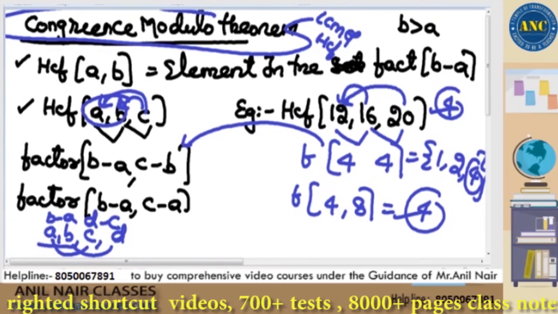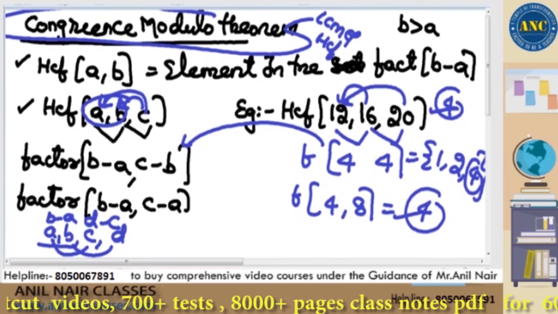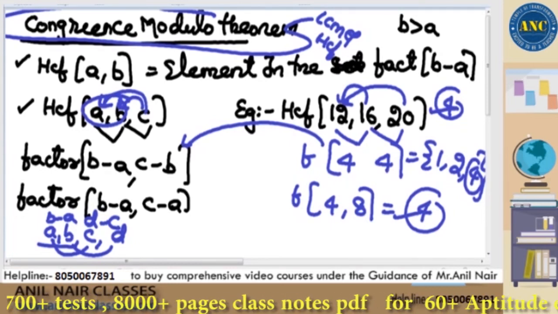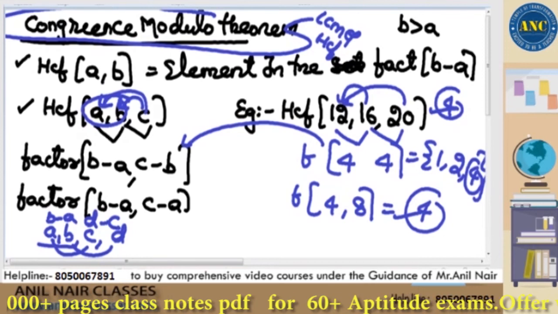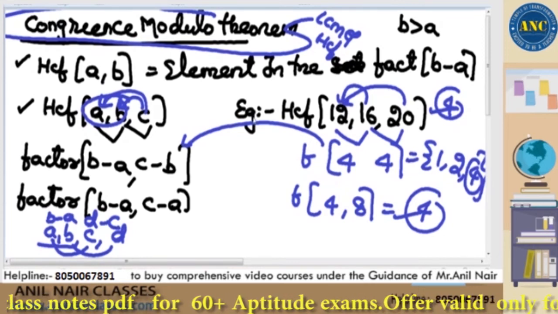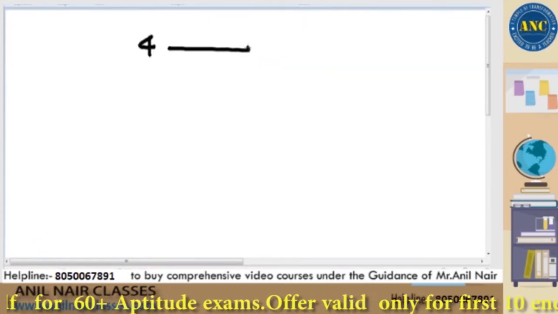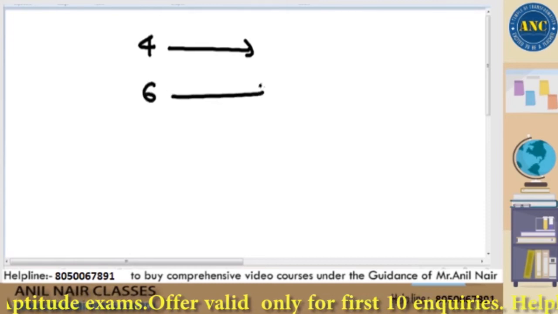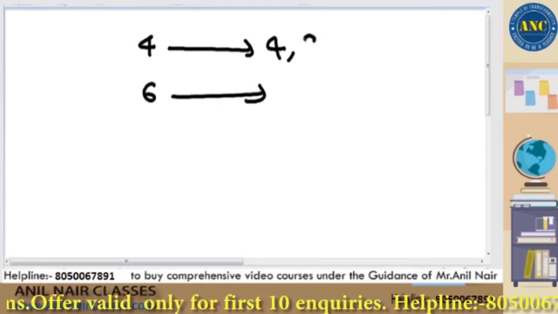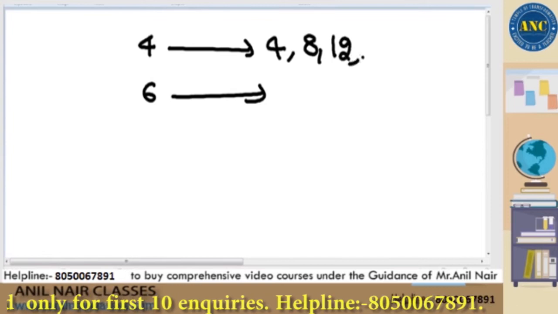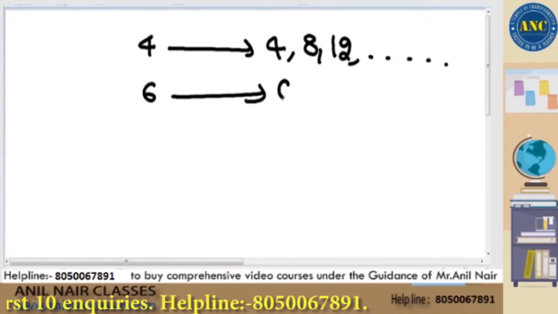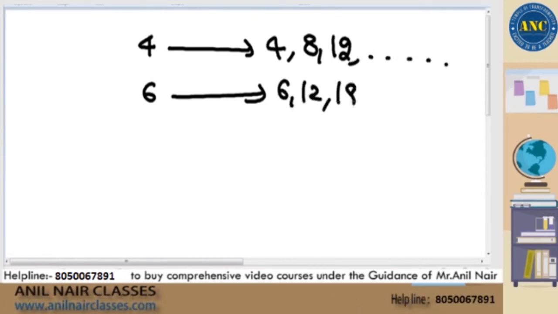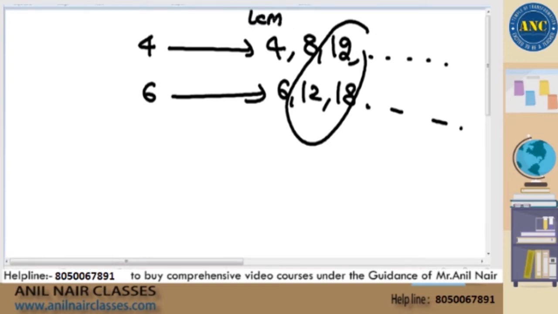Please, one example of HCF. See, it is like asking me a question. 4 is traveling, 6 is traveling. So 4 keeps on traveling: 4, 8, 12 and so on. 6 travels 6, 12, 18. So the time taken for them to meet is the LCM of 4 and 6. This is the time taken to meet.